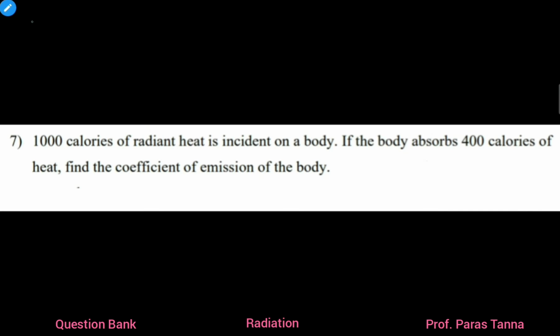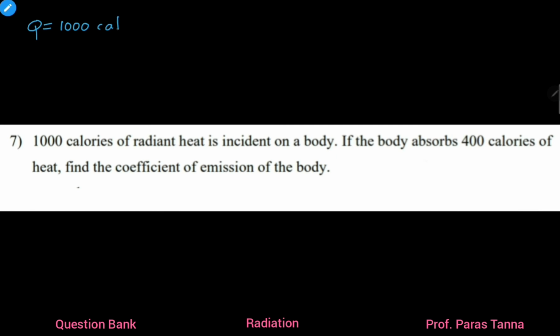Chapter Radiation, short answer 1, question number 7. 1000 calories of radiant heat is incident on a body. If the body absorbs 400 calories of heat, find the coefficient of emission of the body. Total 1000 calories of radiant heat is incident on the body. That means Q is equal to 1000 calories.